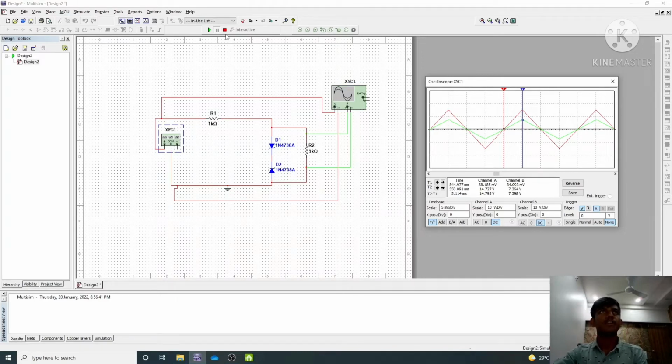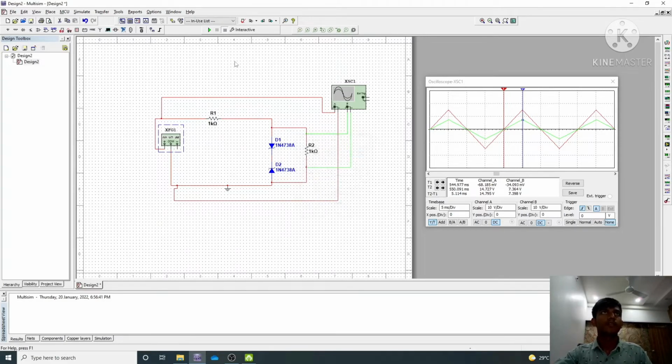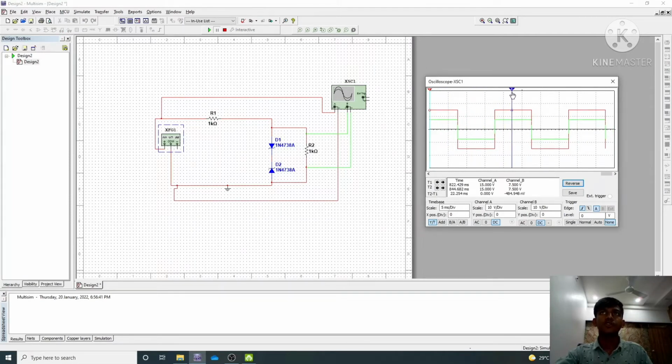Now we will see for square waveform. So let's run the circuit. Generally in square waveform we measure peak to peak voltage, and then we convert it into peak voltage. So here the peak to peak voltage is 15 volts, so our input is 15 volt peak. Now let's see the output. Our output is 15 volt peak to peak. It means our output is 7.5 volt peak.